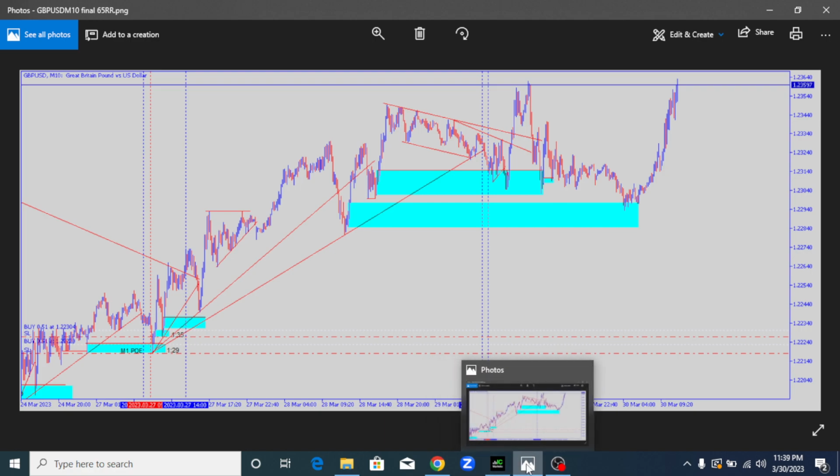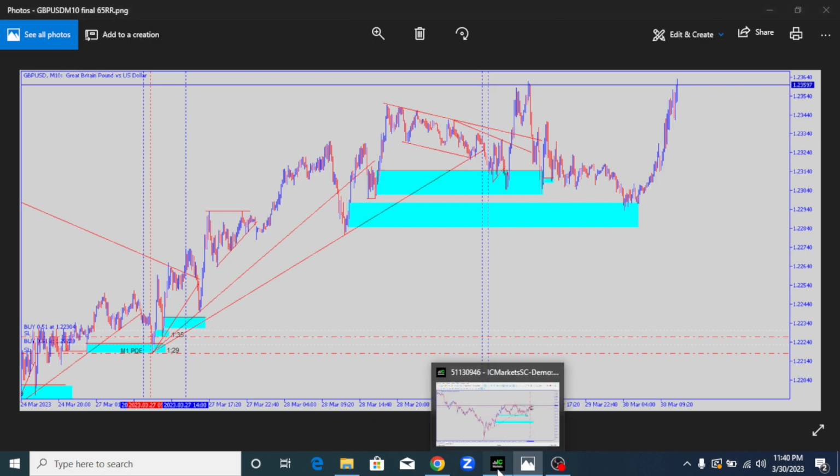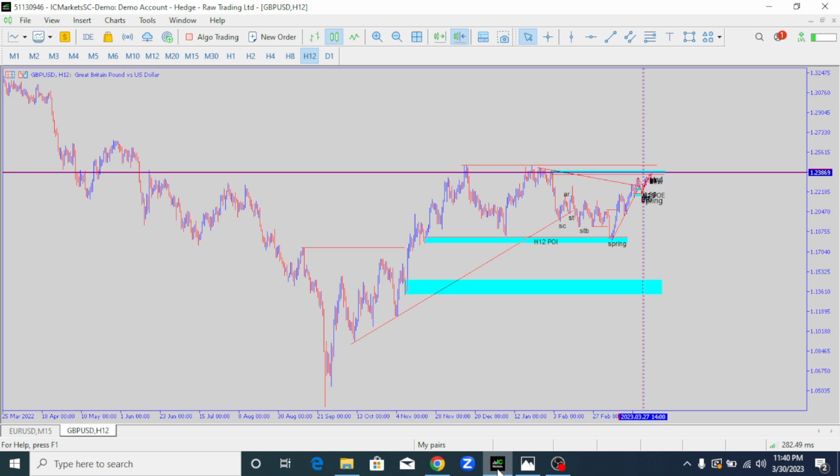It's a 65R risk to reward trade. The first trade was closed at 1:35, and the second one was closed at 1:29. But honestly speaking, along the way, partials were closed. So guys, I'm going to start from the high time frame, sharing my entire thought process.